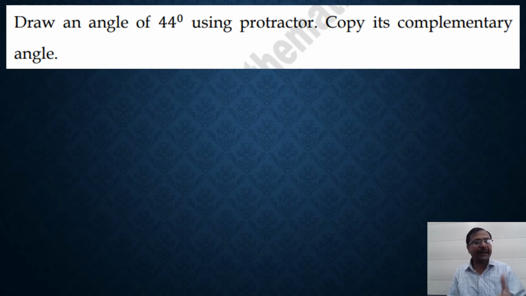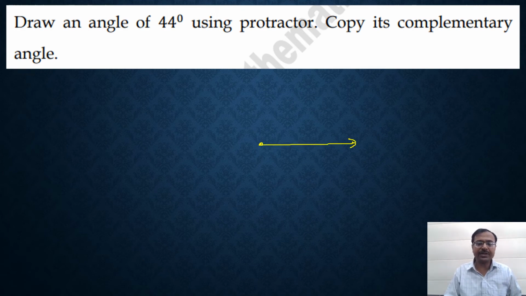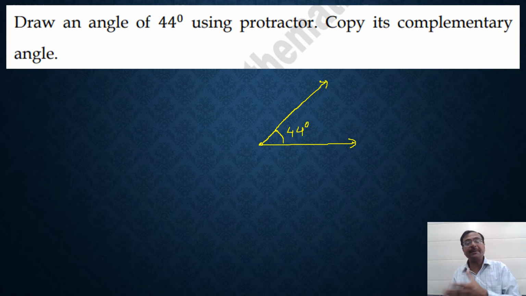How to copy an angle? Draw an angle of 44 degree using protractor. So suppose you take a ray like this. Okay, let me have some space on the left side also, so that I can illustrate it to you easily. So suppose you draw a ray like this, and using the protractor, you just draw an angle of 44 degree here. This is 44 degree.